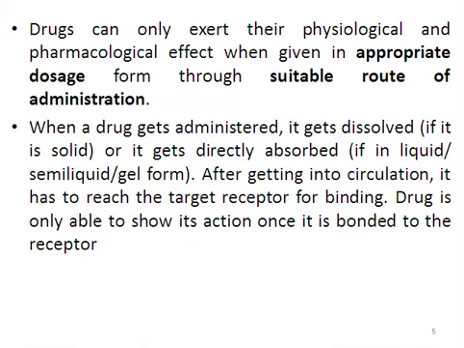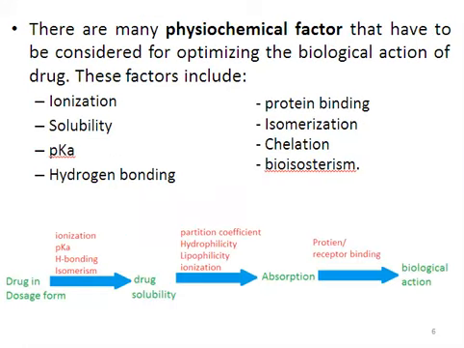So once it gets dissolved or absorbed, it gets into the circulation, and once in the circulation, it has to reach a certain receptor for binding, right? So a drug can only show its action once it's bound with the receptor. So there are many physiological factors that have to be considered for optimizing the biological action of the drug, right? So we have to ensure that this drug which we have made should bind with the receptor. There are certain factors which have to be optimized so that we ensure that our drug binds with the receptor in the proper way.